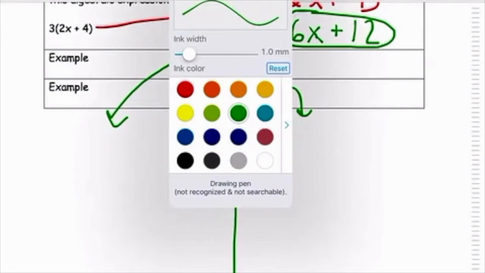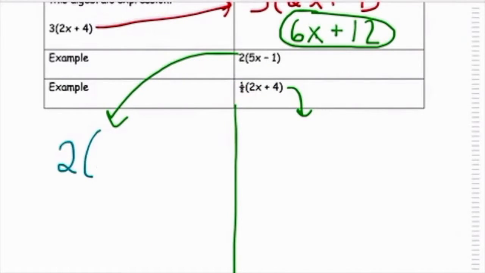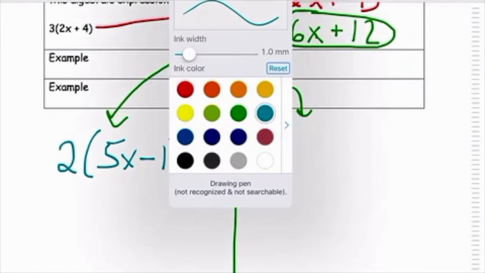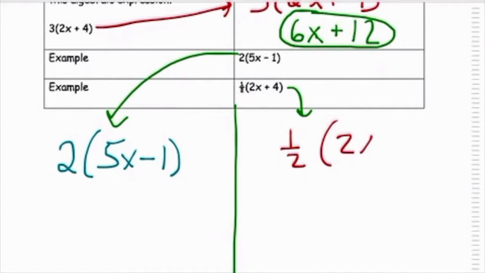And then we'll call it a day after this. You can do the rest on your own. So it's 2 parentheses 5x minus 1. And it's also 1/2 2x plus 4. So I'll do the one on the left first.